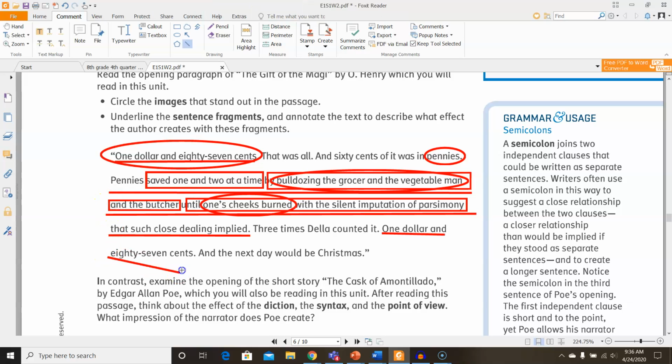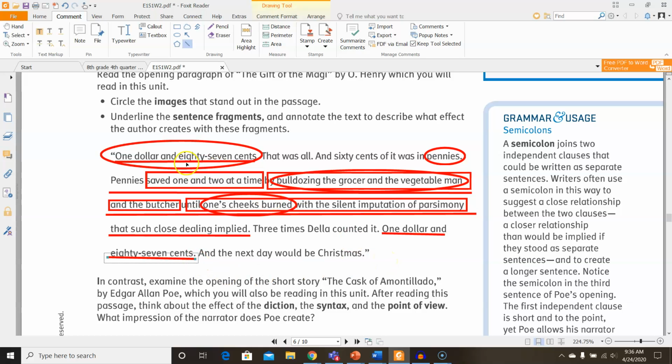"And the next day would be Christmas." So here, again, it's a style choice to begin the sentence with "and." I'm not going to consider that a fragment, even though some people might. But "the next day" is our subject, and "would be" is our verb. So we do have a complete sentence there.